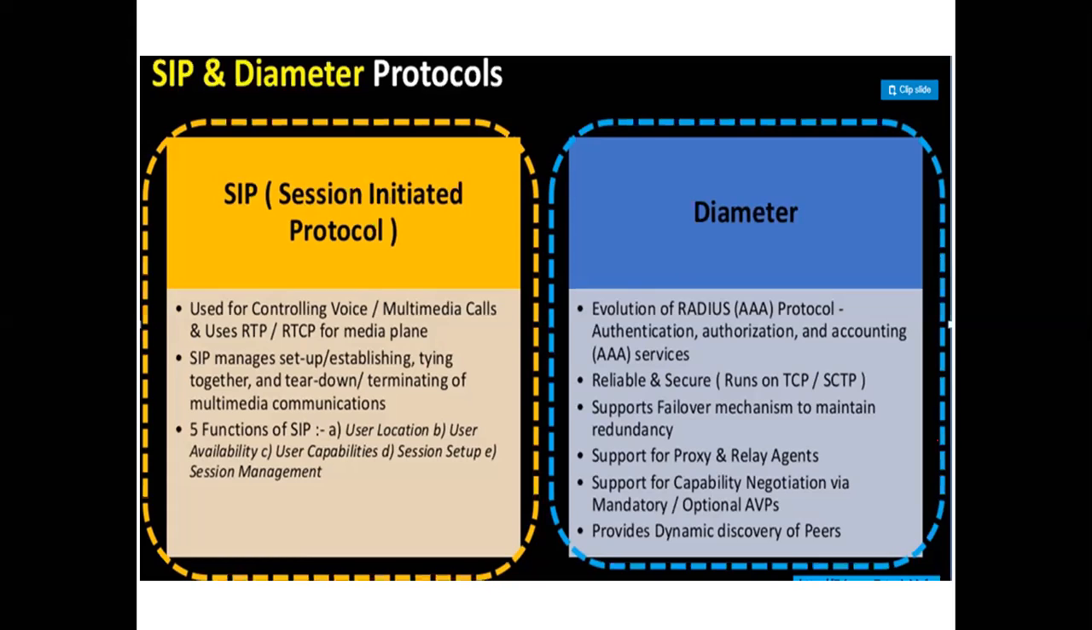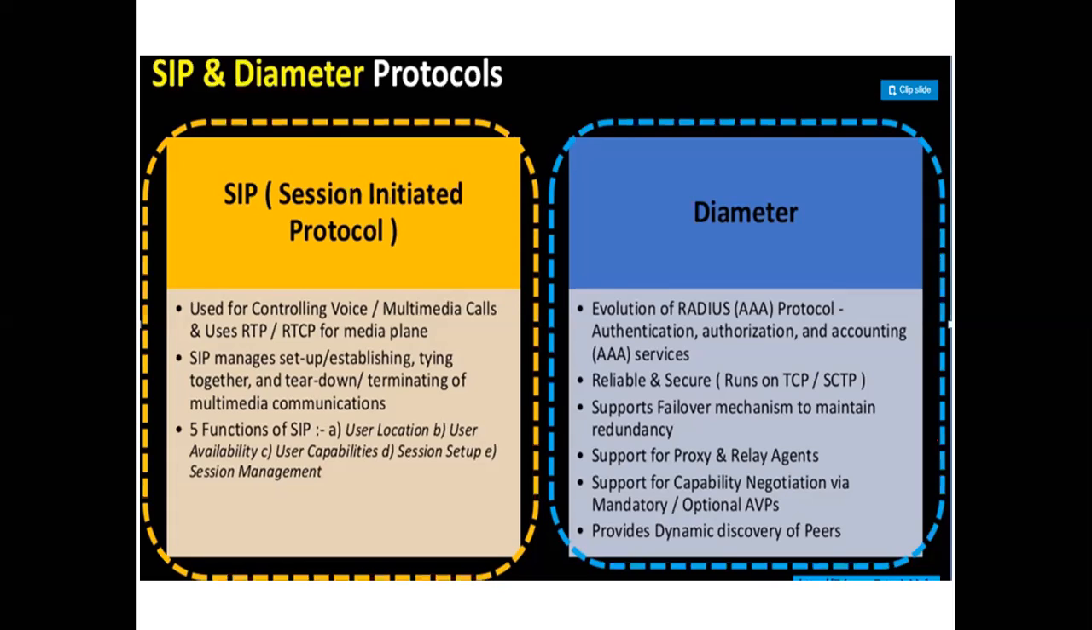Then diameter, which is generally an evolution of RADIUS. There are two kinds of protocols for authentication: RADIUS and TACACS. Both protocols are generally used for authentication, authorization and accounting purposes. It is reliable and secure, running over TCP or SCTP. Generally in our network only SCTP is used, which is similar to TCP.